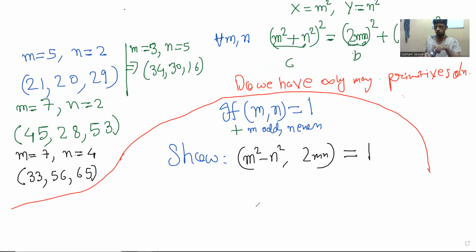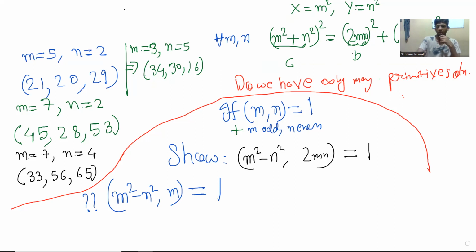The difference of squares should not divide MN, right? No, it will not. It will certainly not divide, but there is no common factor, right? There is no common factor between M square and M square minus N square with M, right? So, can you show that this is one? Right, that's the question.